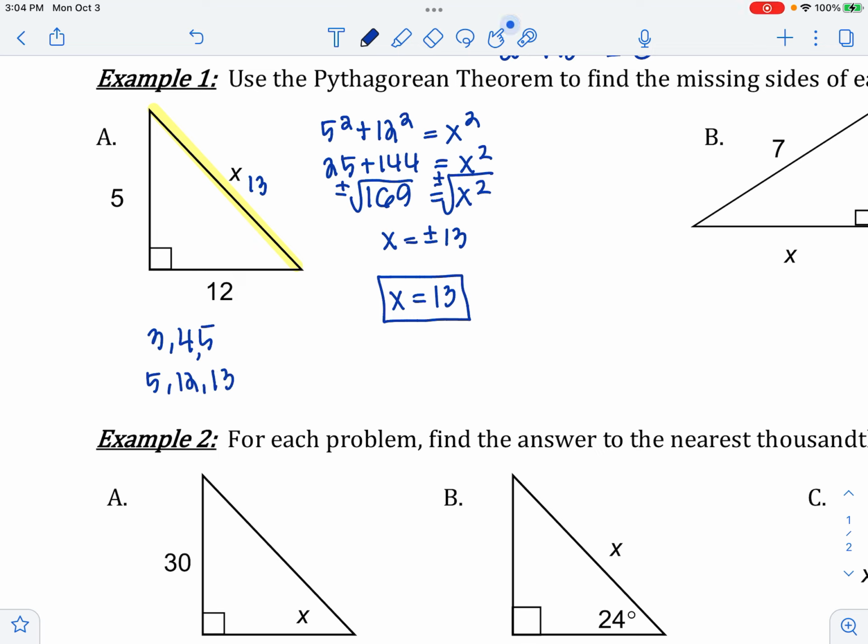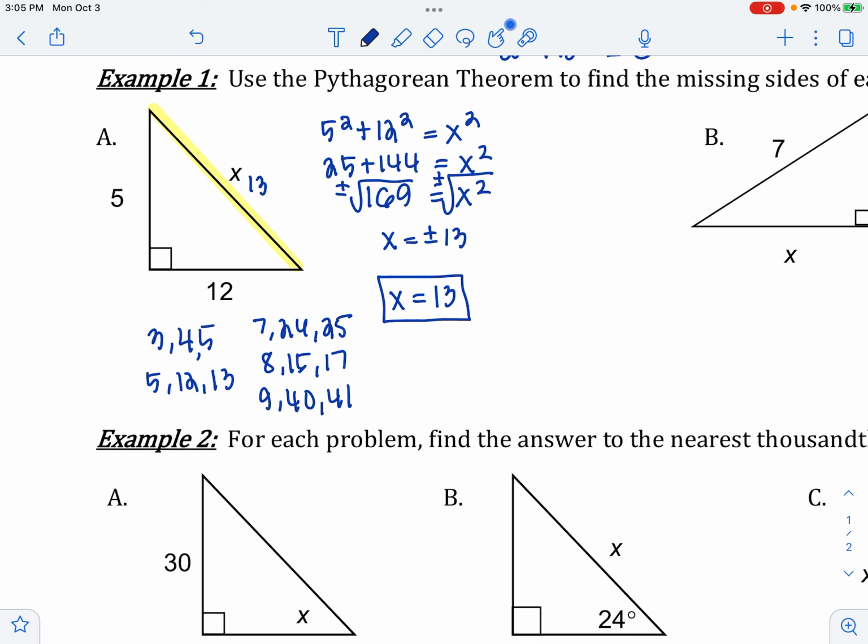What else do we see a lot? 7, 24, 25, 8, 15, 17, and 9, 40, 41. So these are the ones, and there's many, many more of these, but these are the ones that I have memorized in my head. 3, 4, 5, 5, 12, 13, 7, 24, 25, 8, 15, 17, and 9, 40, 41. So if I ever see those combinations, then I don't even have to do the Pythagorean theorem. Good news is if you forget them, you can still use the Pythagorean theorem.